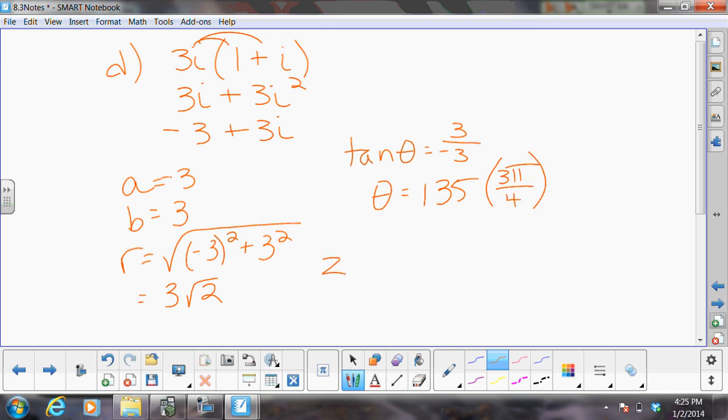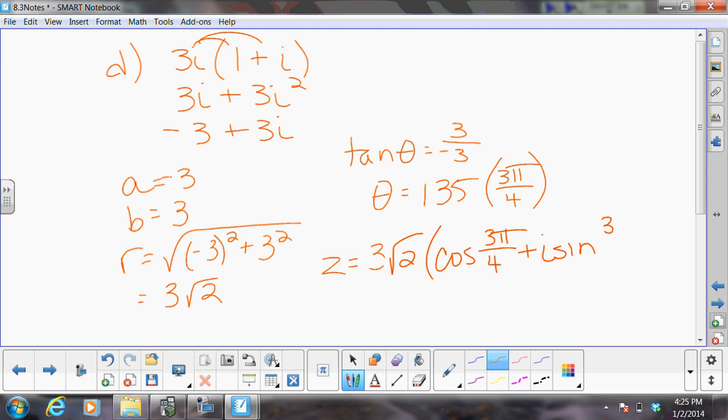So our trig form, 3 radical 2, parentheses, cosine 3 pi over 4 plus i sine 3 pi over 4, close parentheses. And that's the last example.